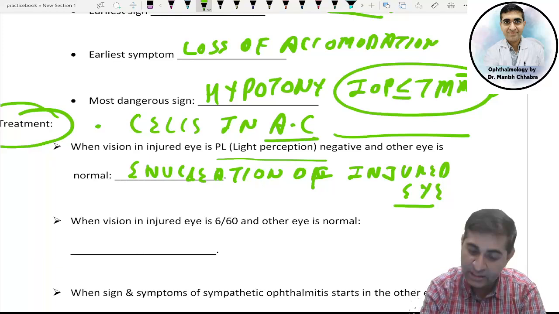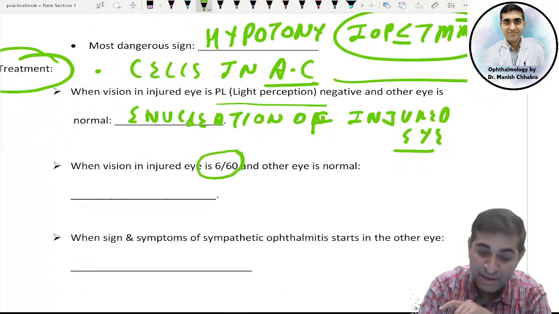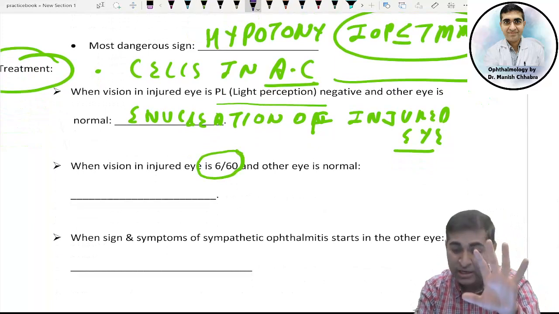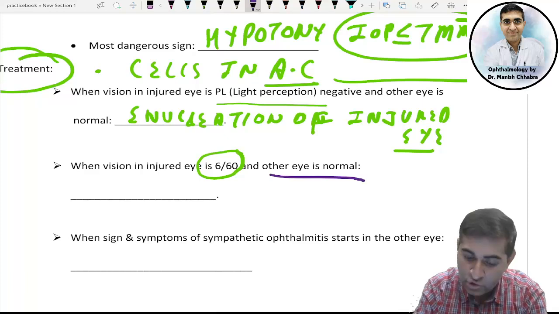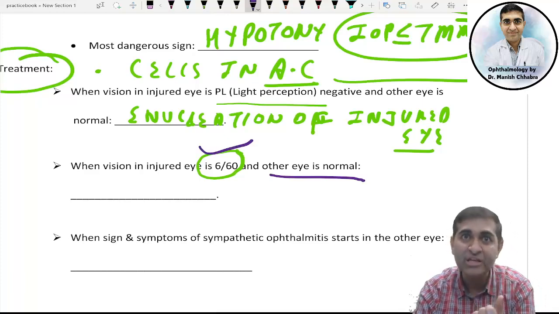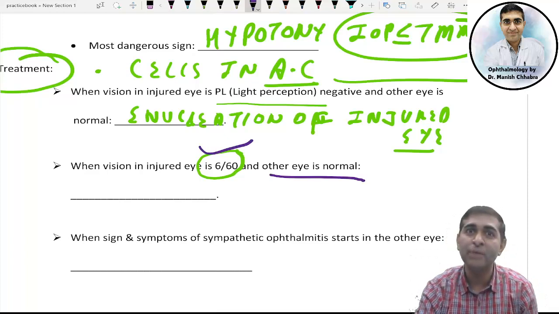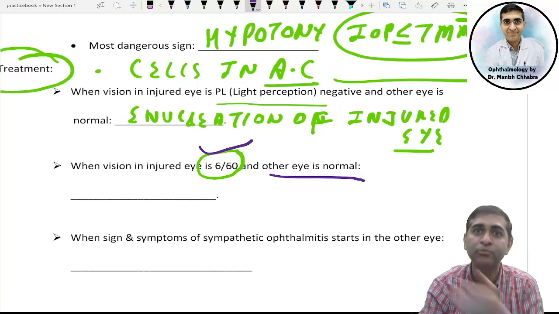Okay, now there is the second criteria. When the injured eye has a vision of 6/60, which is a good vision, and the other eye is normal, what will you do? Are you going to enucleate this eye? No. If that is the case, then any patient who comes to you with the slightest of injury, you will keep on removing the eyes. You would remove the eyes of the whole community like this, right?